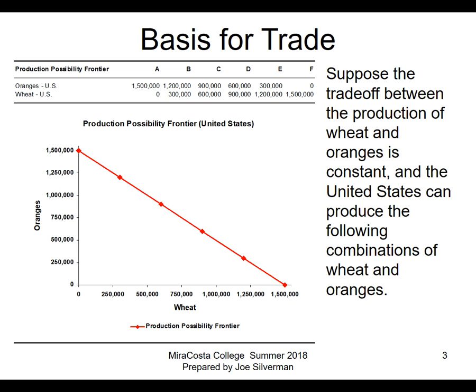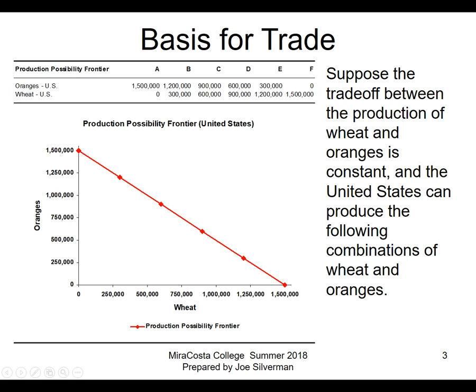And the example that I'd like to use to see whether or not two countries can trade is looking at two different production possibility frontiers for wheat and oranges for two different countries. These are all fictional. One country is the United States. In this particular production possibility frontier for the U.S., we can see that if the U.S. put all its resources into producing oranges, it could produce 1,500,000 tons of oranges. On the other hand, if we in the U.S. put all our resources into producing wheat, we could produce 1,500,000 tons of wheat.